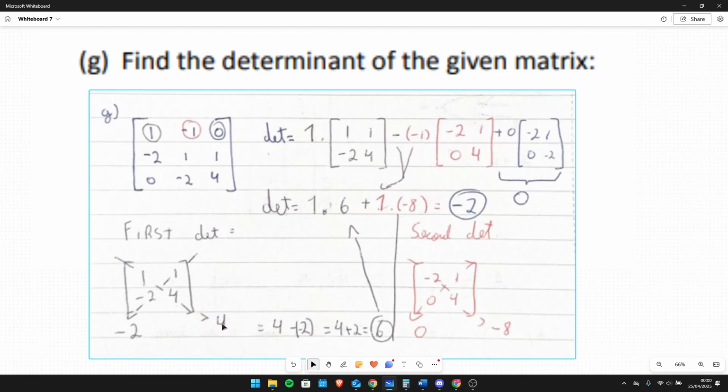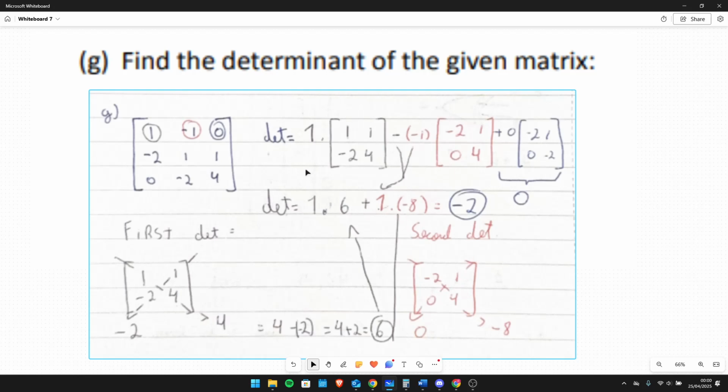So you get always the right one minus the left one. So 4 minus minus 2, so then it becomes 4 plus 2. So that there you have 6. For the second determinant, minus 2 times 4 is equal to minus 8. 1 times 0 is 0, so minus 8 minus 0 is minus 8.